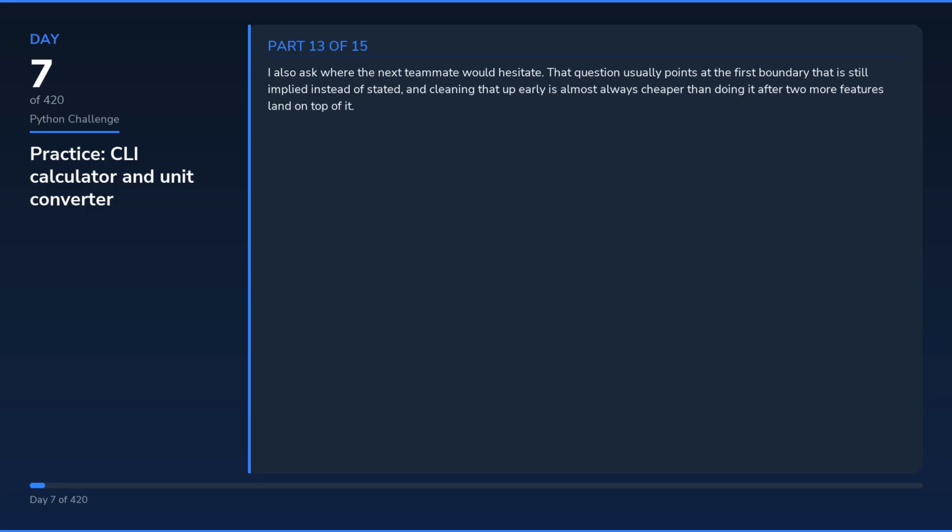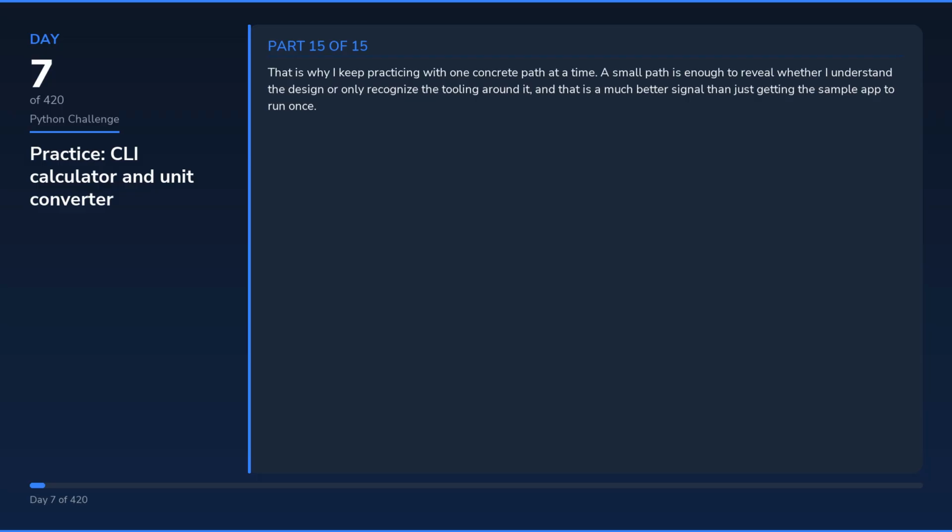I also ask where the next teammate would hesitate. That question usually points at the first boundary that is still implied instead of stated, and cleaning that up early is almost always cheaper than doing it after 2 more features land on top of it. When the code is shaped well, the functions, classes, handlers, jobs, or migrations tell the same story. When they do not, the mismatch shows up in review before it shows up in production, which is exactly where I want the correction to happen.